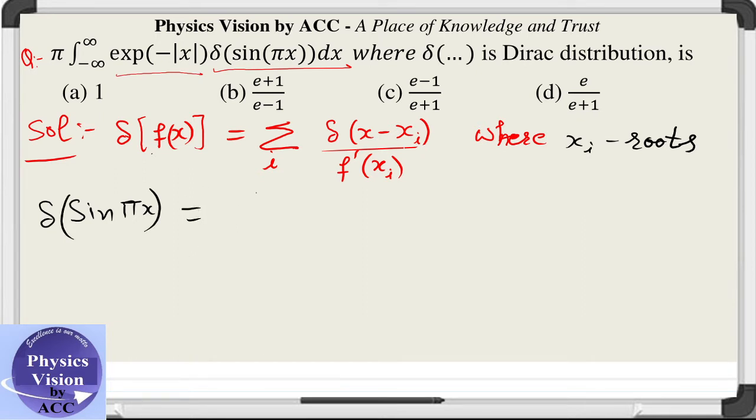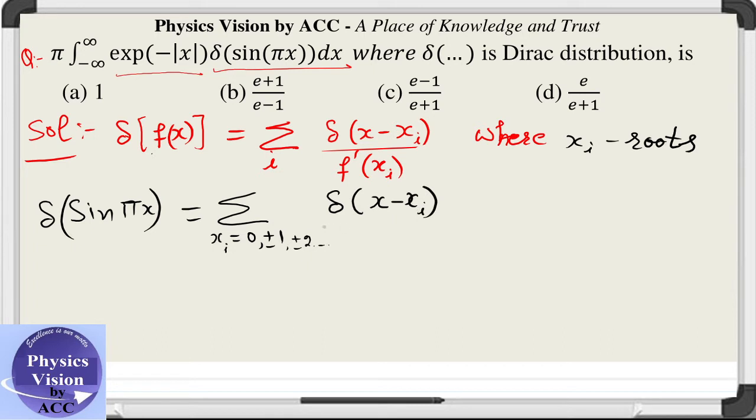Now it can be written as summation over xi. Xi can be taken as 0 or plus minus 1 or plus minus 2 or all values up to infinity, right? Because sine of pi, sine of 2 pi, 3 pi, 4 pi, all are 0. So in this scenario we can take our delta function as delta of x minus xi, of course.